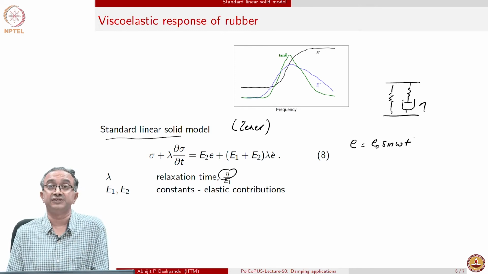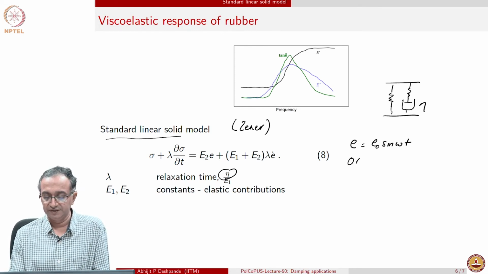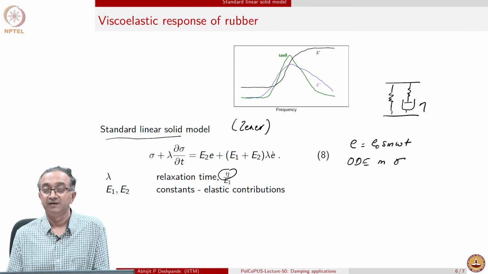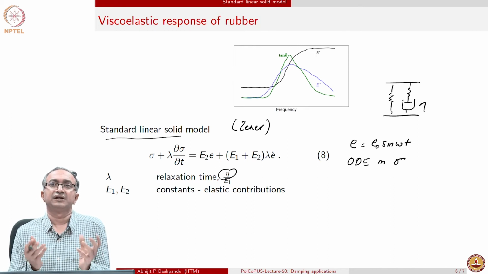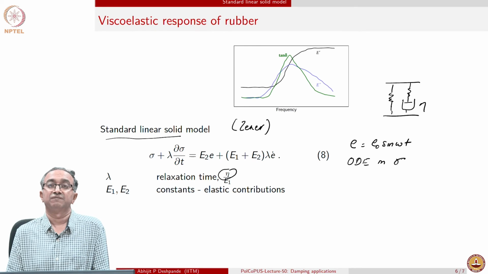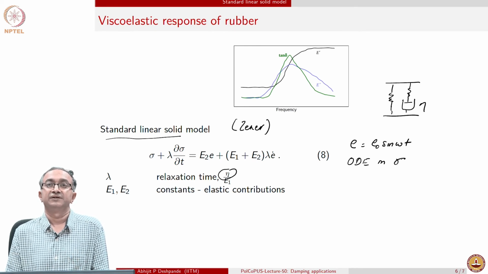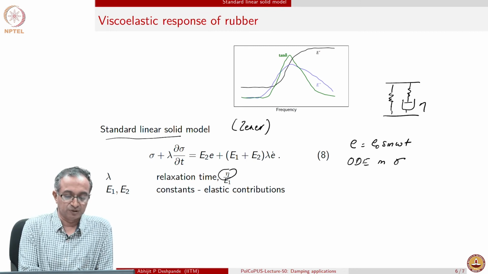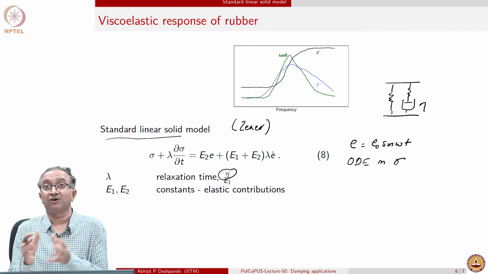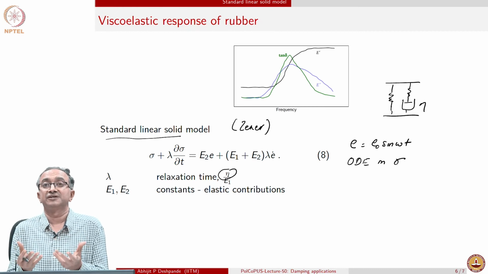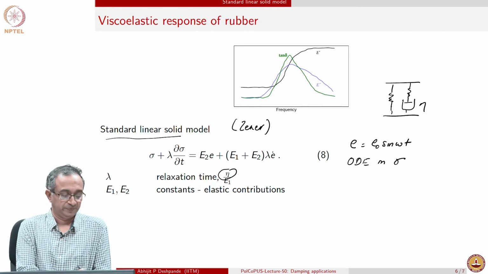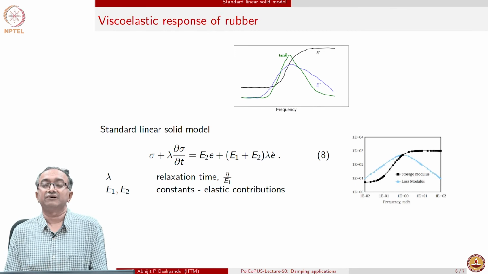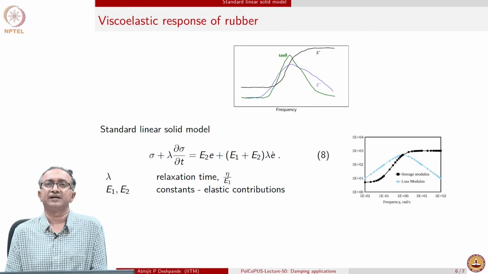So, when you substitute this here, you will get an ODE in sigma, and then you can start with an initial condition that stress is a particular value in the beginning, and then just solve the initial value problem and get the solution. And based on the solution, again you will get a sine component and a cos component. When you split it in the two, you can get E prime and E double prime. And if you do such a calculation, there are also analytical expressions available.